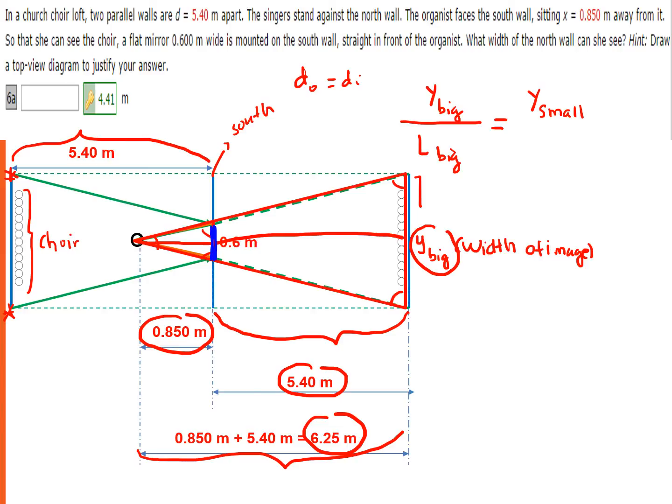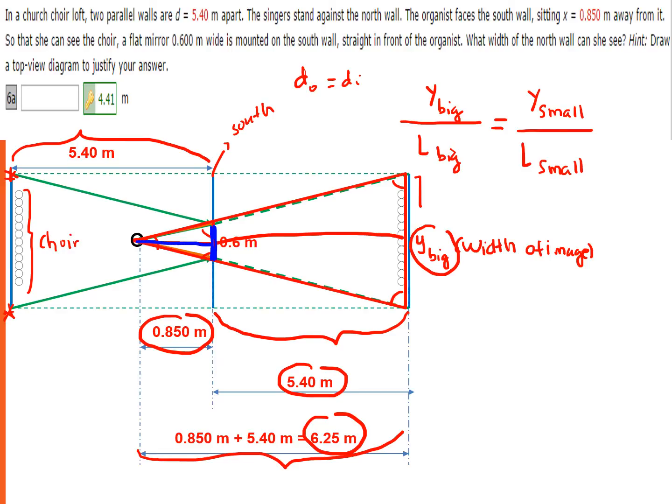Divided by the length of the small triangle. And the length of the small triangle is this. Let me highlight it with a different color. This would be the length of the small triangle.